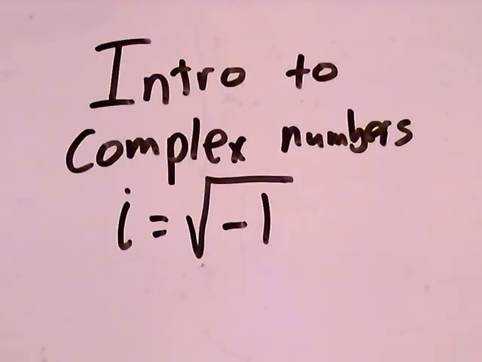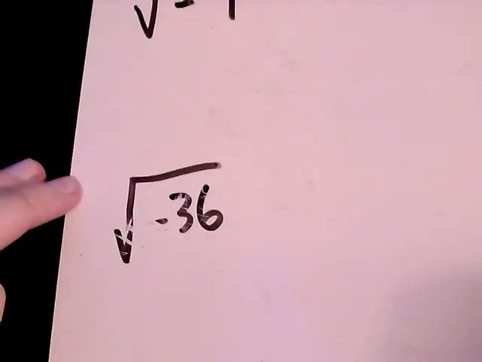Alright, in this video we're going to talk about complex numbers, just the introduction of them. The biggest thing here is remember i equals the square root of -1. So we're going to have negatives under the square roots, and we are going to use the letter i. We're just going to do about 4 examples, starting off pretty simple.